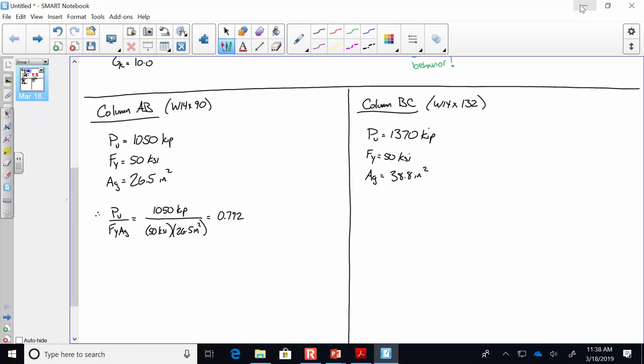If this value is ever less than 0.5, then tau is 1. You aren't considering any inelasticity because the column doesn't have much load on it. However, if this value is over 0.5, everybody watch this because this is kind of important. The tau value is computed as follows. Now watch this. This is important so you don't waste your time.